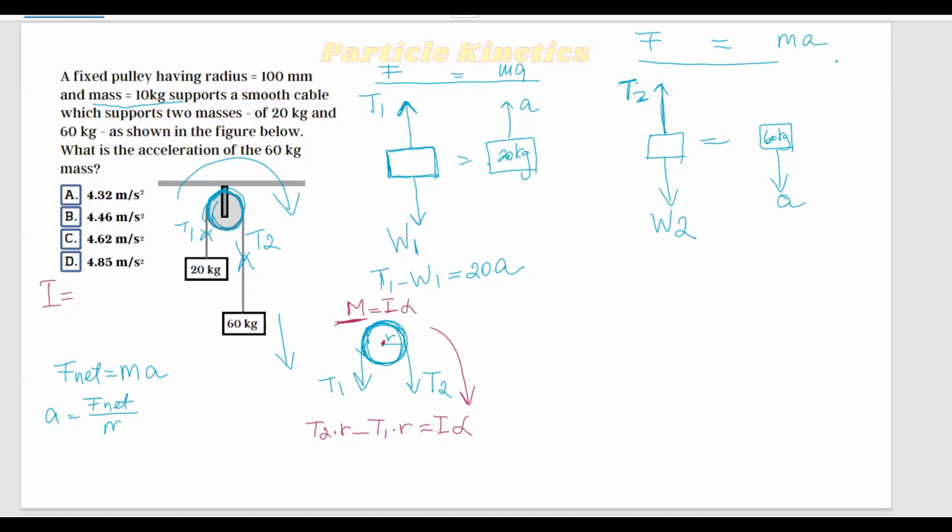Let me write that down. 1 over 2 multiplied by m, which is the mass of the pulley, multiplied by r squared, which is the radius. The radius, I'm going to represent it the way I have already shown it here as r squared. Great. And then alpha is the angular acceleration.